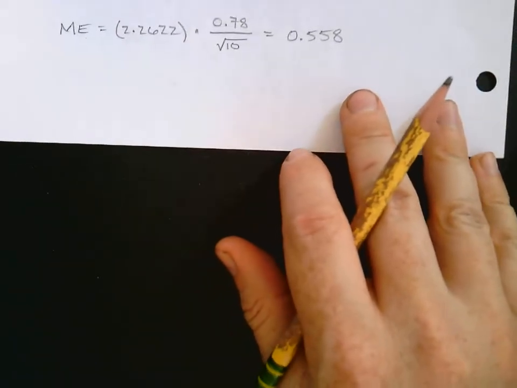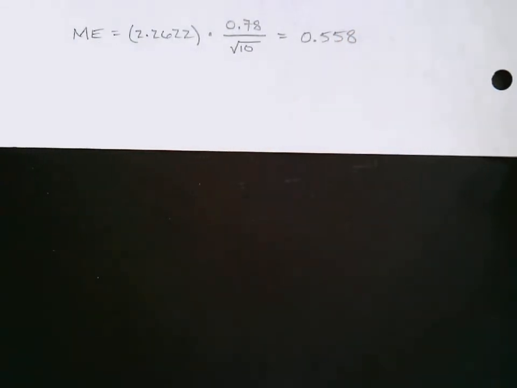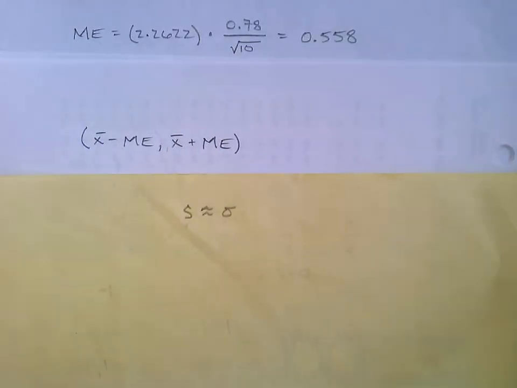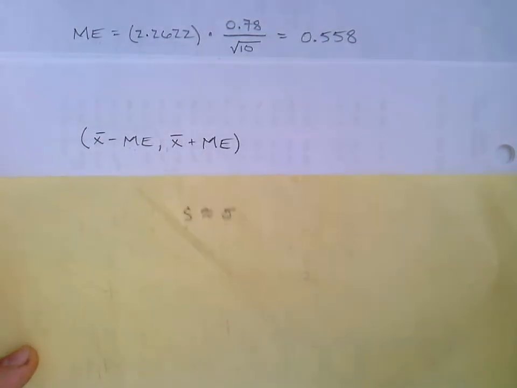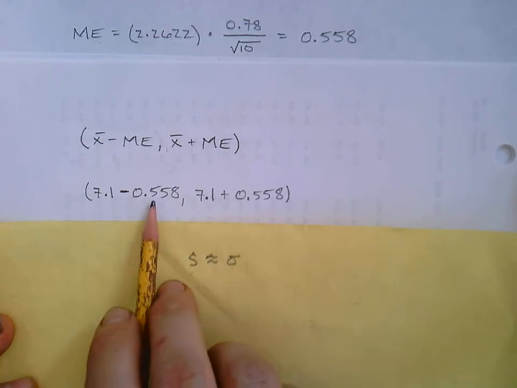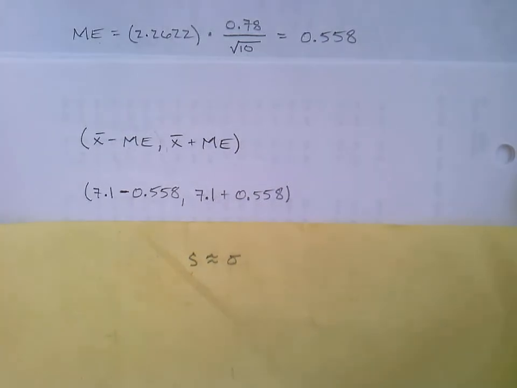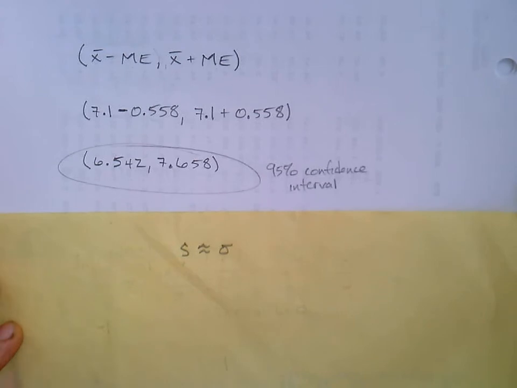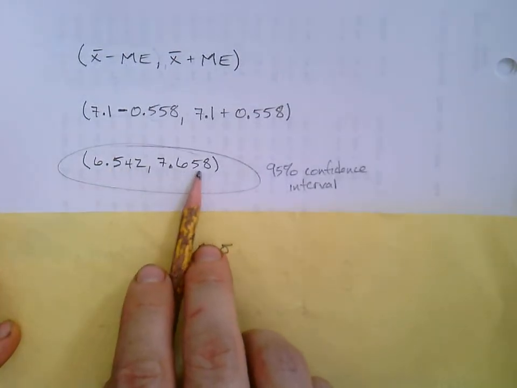So that margin of error tells us the distance from the point estimate. So we almost have it at this point. Take that margin of error, subtract it from x bar, add it to x bar. And so for us, that would be 7.1 minus 0.558 and 7.1 plus 0.558, giving us a 95% confidence interval of 6.542, comma, 7.658.